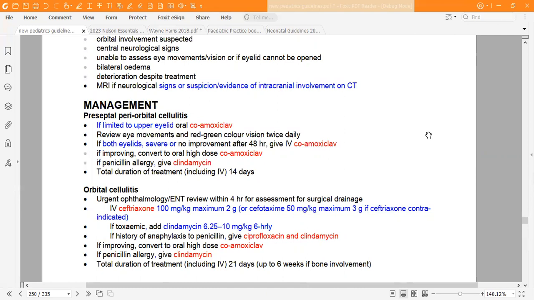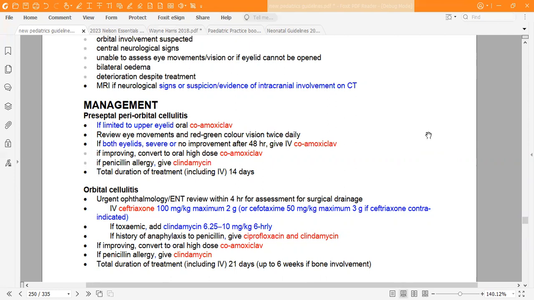So if we have only the upper eyelid involvement, that's oral co-amoxiclav. Review eye movement and red-green color vision twice daily. If both eyelids are severe or there is no improvement after 48 hours, give IV co-amoxiclav.